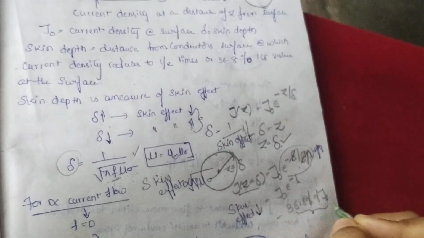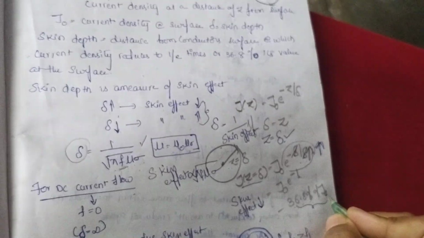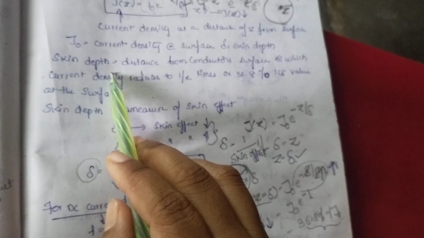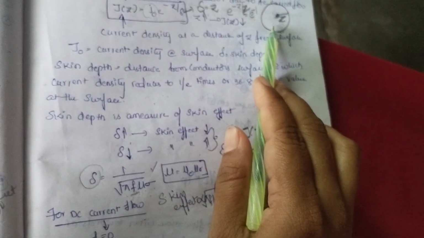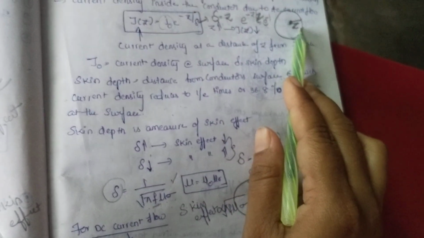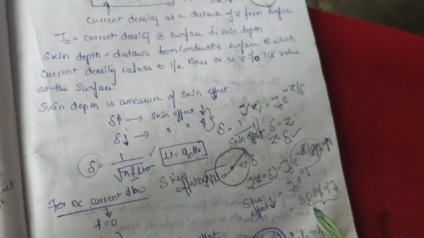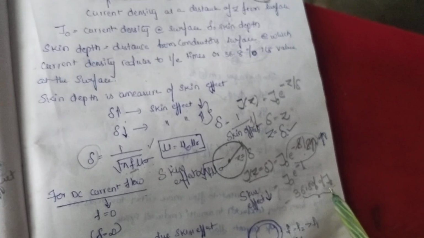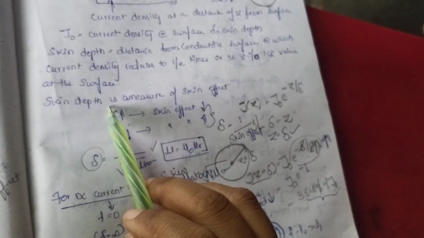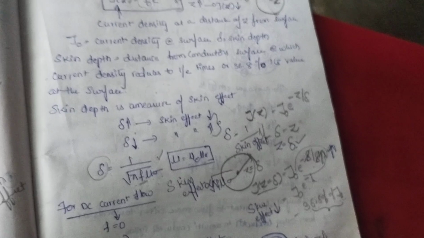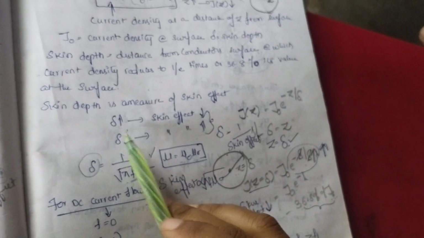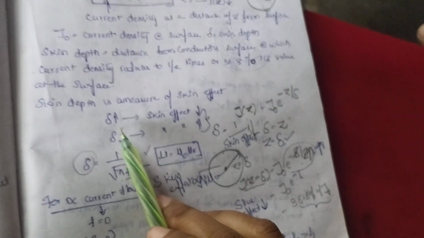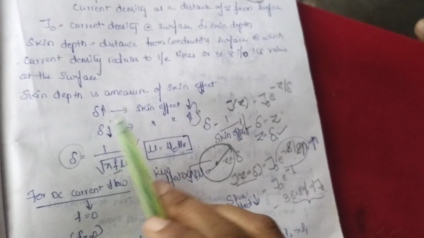What does it mean? J naught is the current density at the surface. 36.8% of J naught. That means that skin depth delta is the distance from the surface of the conductor where current density reduces to 36.8% of the current density at the surface. Now, skin depth is a measure of skin effect. So, how is skin effect depending on delta? Whether it is directly proportional or inversely proportional.